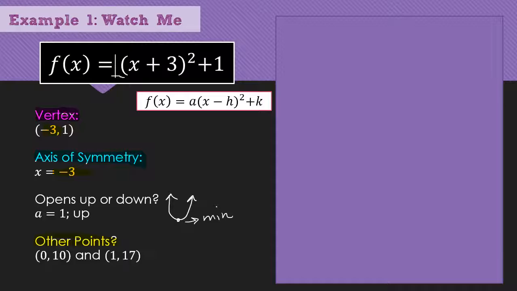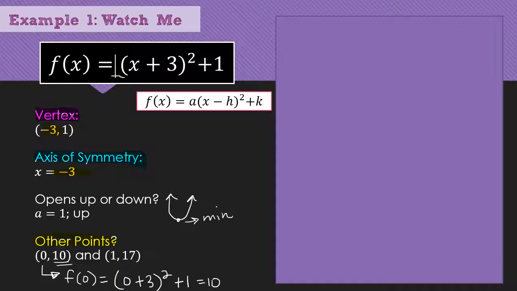And then other points. So if I want to determine some other points, this is what I would do. I always usually choose 0 and 1 because those are the easiest numbers to work with. So for this, I chose 0 for my value of x because it's easy, and I plug 0 into my equation. Okay, so here's my function. I'm plugging 0 in for x. So 0 plus 3 is 3. 3 squared is 9, and 9 plus 1 is 10. That is where this 10 is coming from. Okay, so that's that first point, 0, 10.